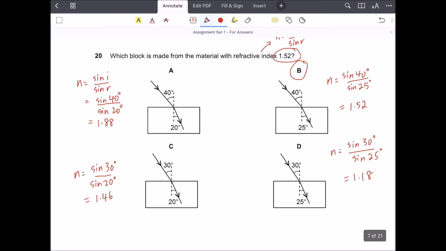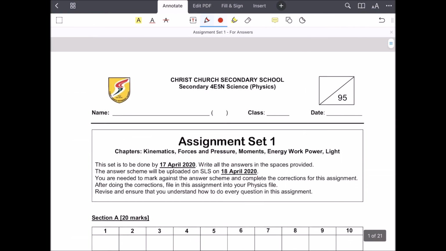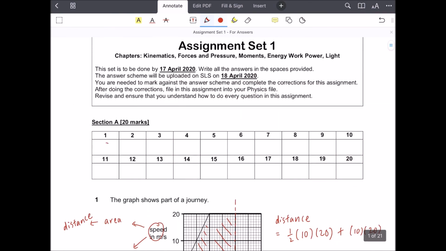So that sums up this particular assignment for section A. Now the answers for all the questions, let me just write it out for you. Please look through all the questions and ensure that you know how to do everything in this paper before you try assignment 2 next week.